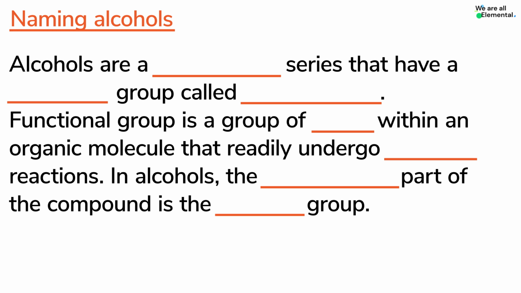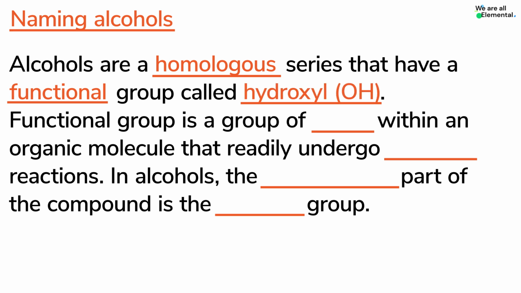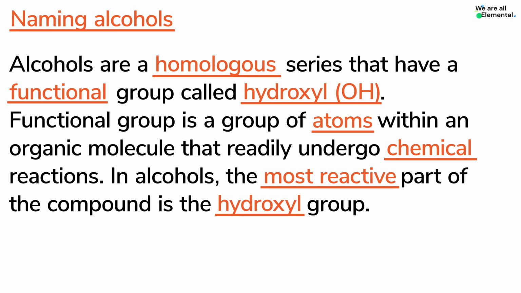To name alcohols, alcohols are a homologous series that have a functional group called hydroxyl. A functional group is a group of atoms within an organic compound that readily undergoes chemical reactions. So in alcohols, the most reactive part of the compound is the hydroxyl group.